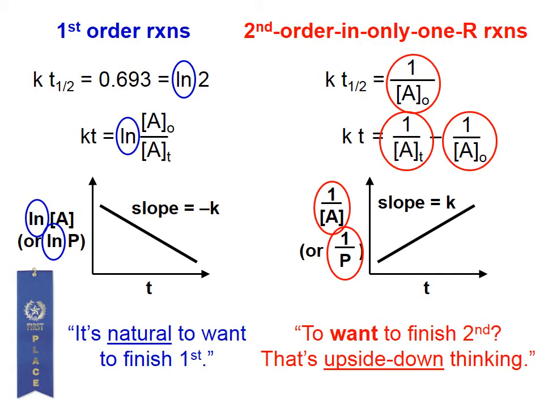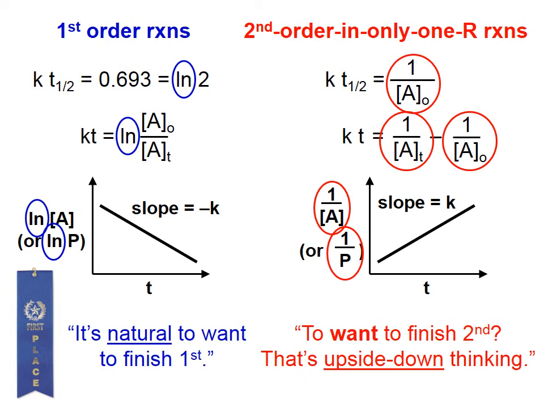If you want to take a picture of this on your phone, this would be a really good idea, because this picture summarizes first order and second order in only one reactant reactions. It gives the equations that apply, it shows a sample graph of what each one should look like, and at the bottom it gives my little mnemonic for helping students remember, wait, should I use the natural log form of the equation on this one, or should I use the 1 over equation?